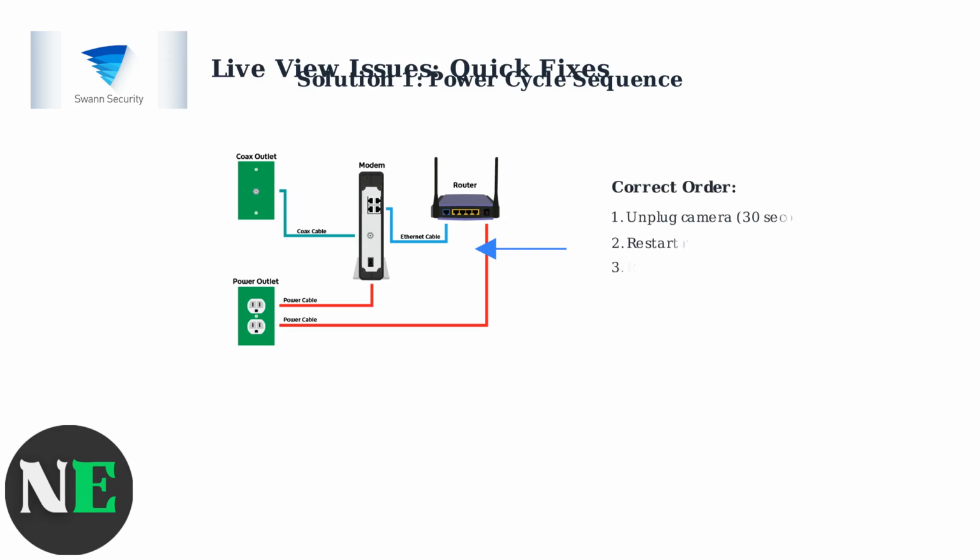Follow this specific sequence. First, unplug your camera for 30 seconds. Then restart your router and modem. Next, reboot your mobile device. Finally, reconnect everything in this exact order: modem, then router, then camera, and lastly, your mobile device.